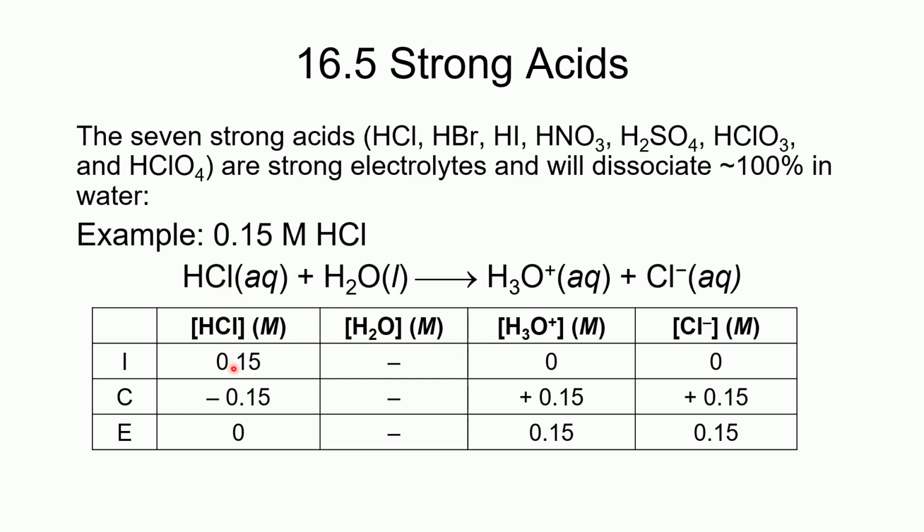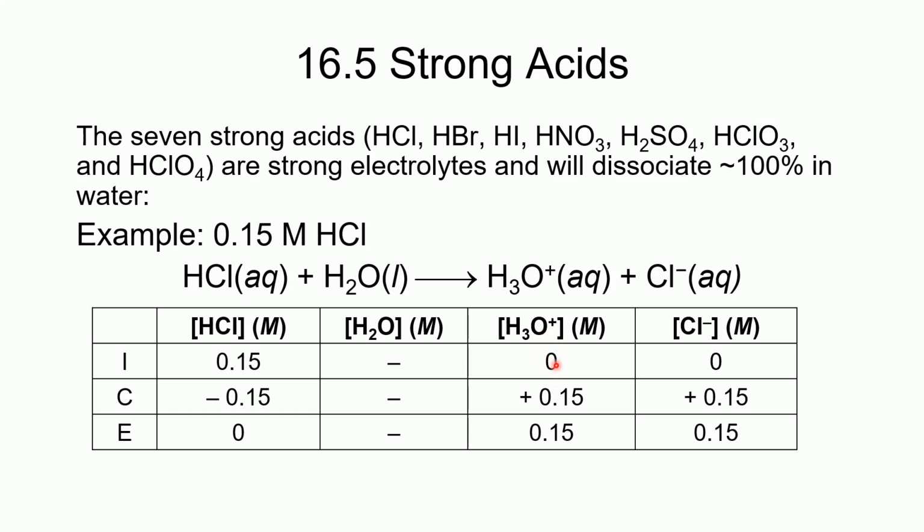For hydrochloric acid, the initial concentration is 0.15. You usually don't need to do a table for a strong acid, but I'm doing one just to illustrate the point. You'll see that 100% of the hydrogen chloride will dissociate, giving you none of the HCl left over. Water, we're not filling that out because it's not in the expression. It's the solvent, so we don't need to worry about it. So you'll notice I didn't put any numbers in there for water.